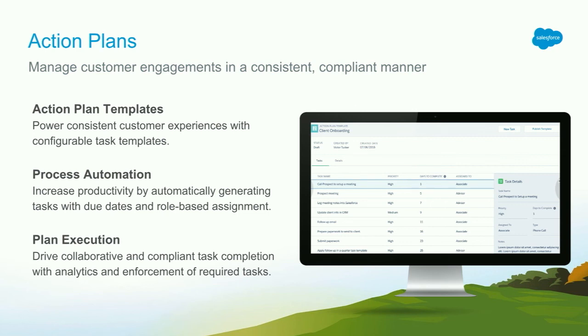The second set of functionality is all around process automation. Using the published templates, you can create an action plan and all of the corresponding tasks will be generated automatically along with all the attributes, including the due dates and the task owners.